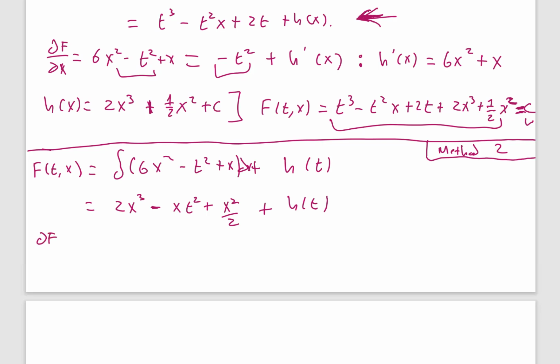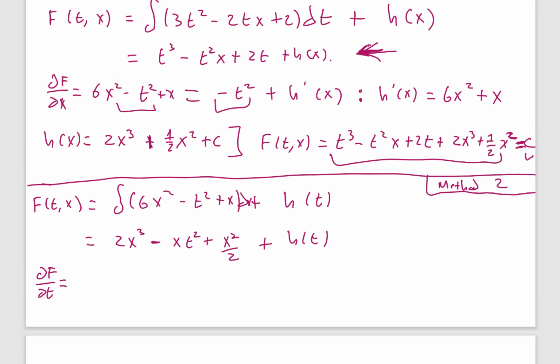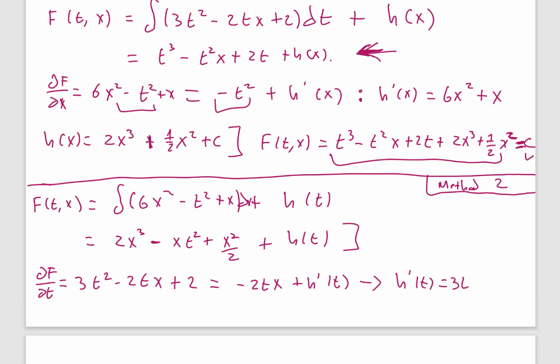Now we're going to do something similar. We know that the partial derivative of f with respect to t is equal to m, and we know that m is equal to 3t squared minus 2tx plus 2. And I'm going to take the derivative of this with respect to t, and I'm going to get minus 2tx plus h prime of t. Okay, the minus 2tx's cancel, and you get h prime of t is equal to 3t squared plus 2. And notice here, h prime of t should only be a function of t, so if we add x stuff, it would mean that we've made a mistake.